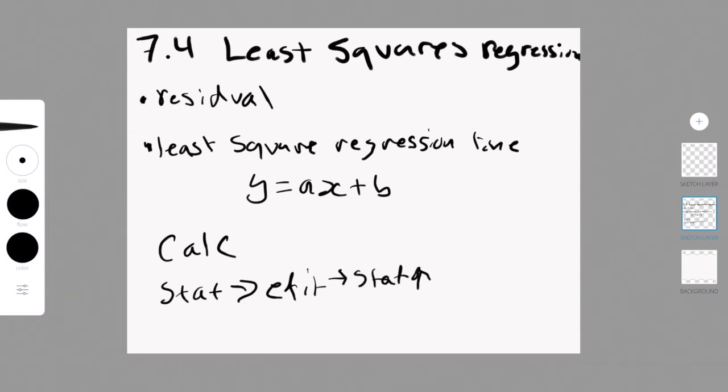Of course, this is different depending on what calculator you have, but for my calculator, you go into Stat, then Edit, then Stat, and then you move to the Calc part, and then press LinReg, and that will give you the values of both a and b.